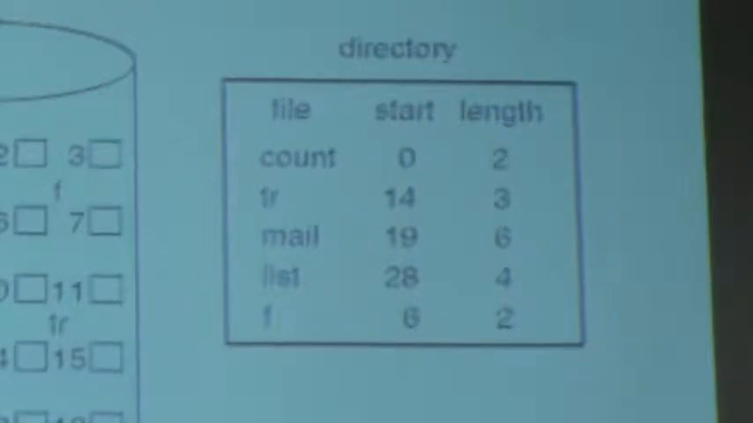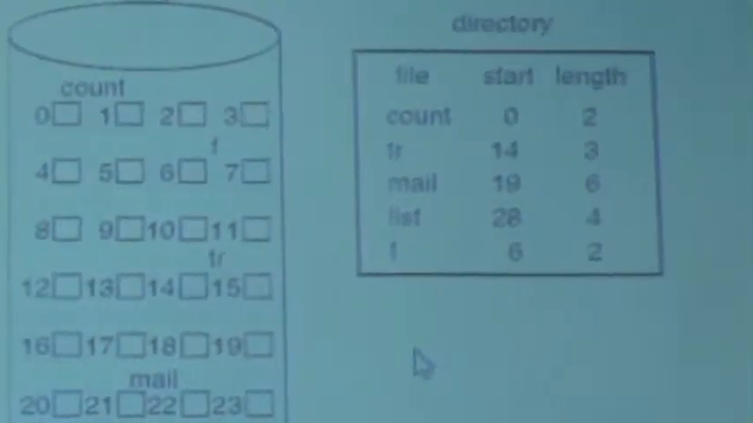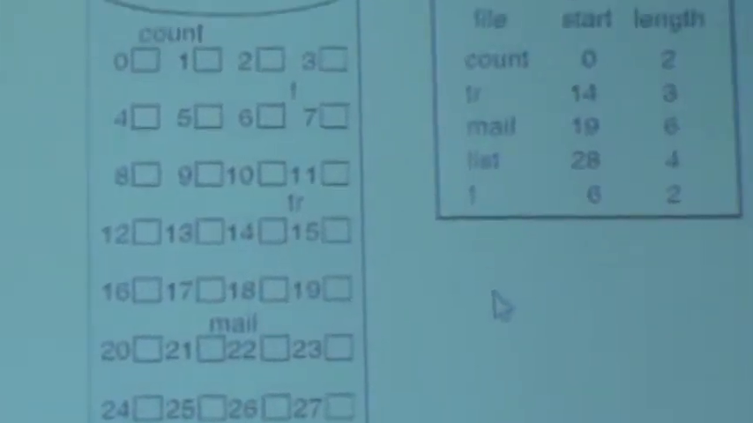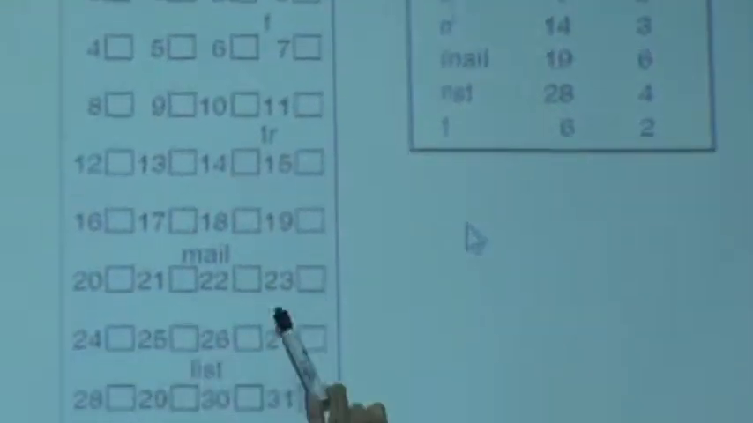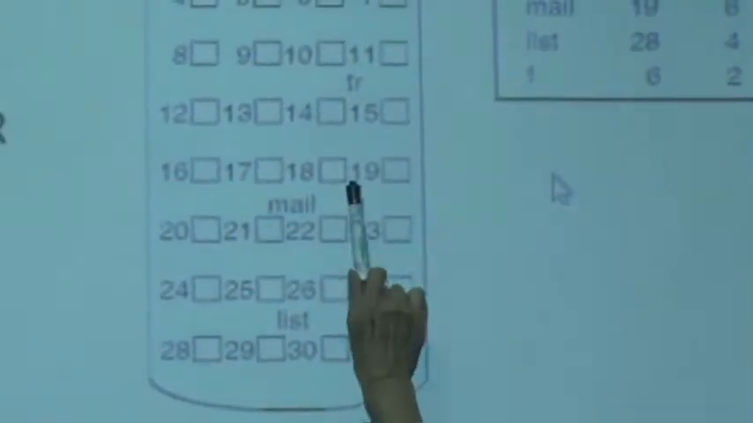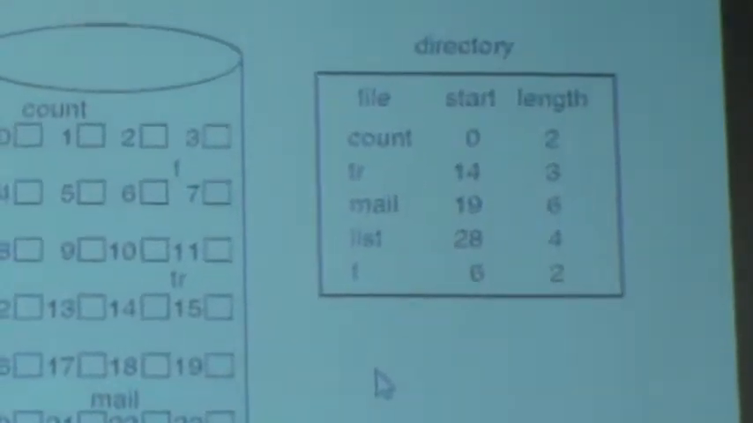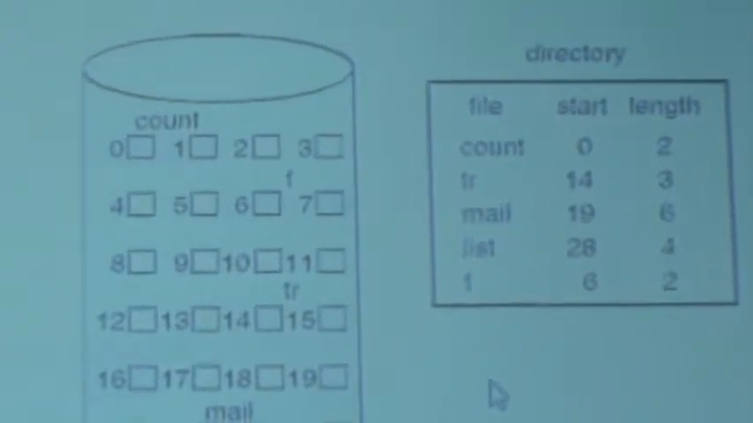The count file starts at block 0 with length 1. You can see the name of the count file above the 0 and 1. And TR starts at 14 here, and how many? 3. 1, 2, 3. And main starts from 19 over here, and 1, 2, 3, 4, 5, 6, something like that. You can manage such a thing. This is one way you can use in your project, the continuous allocation.